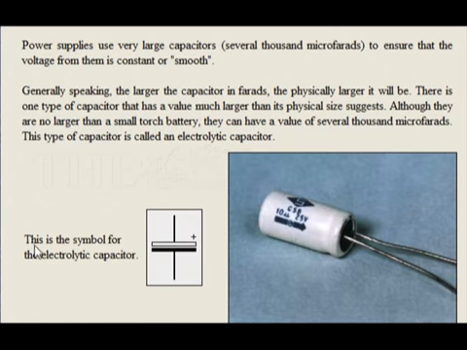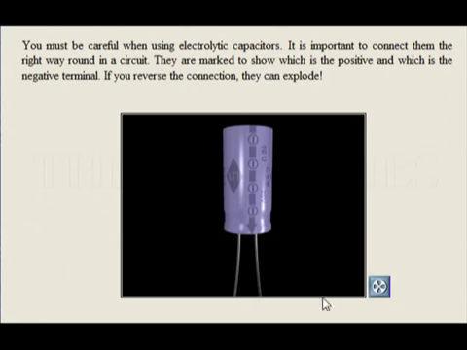This type of capacitor is called an electrolytic capacitor. You must be careful when using electrolytic capacitors. It's important to connect them the right way round in a circuit. They're marked to show which is the positive and which is the negative terminal. If you reverse the connection, they can explode.